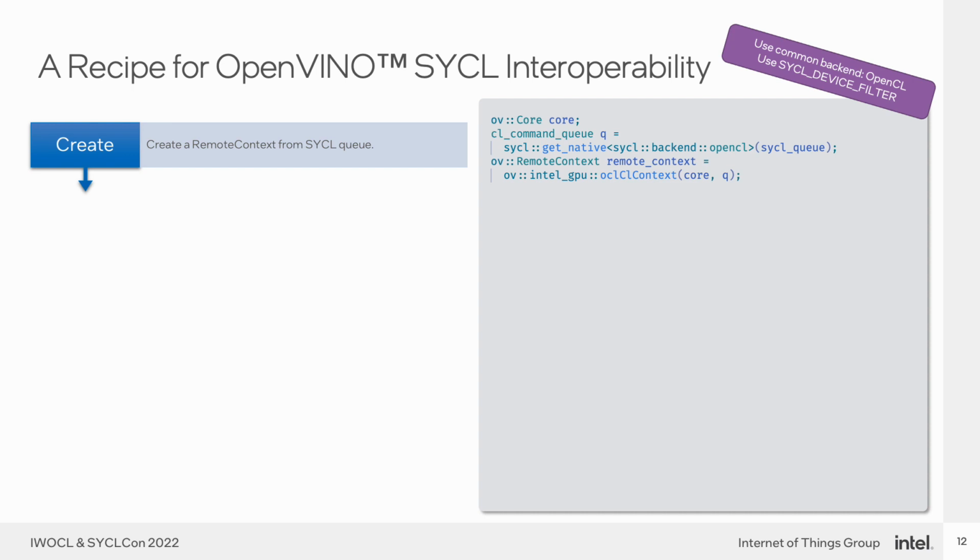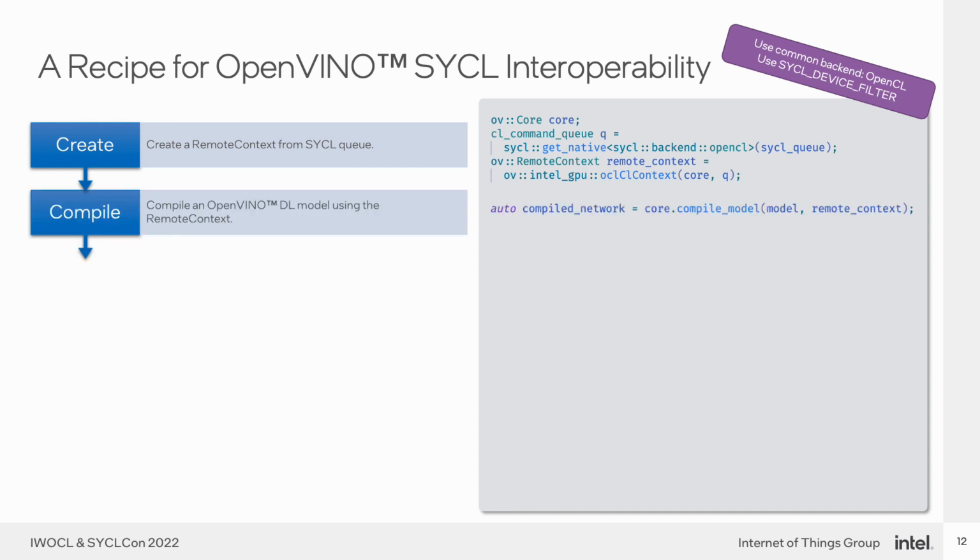The first step in our recipe is to create a remote context from the SYCL queue. You can follow along on the right to see the code on how to do this. We first use the SYCL Interop API to get a handle to the native OpenCL queue, and then we use the OpenVINO Interop API to create a remote context from that queue. This ensures that SYCL work and OpenVINO inference will all be performed on the same device work queue and in the same context. From there, we compile the deep learning model for execution. We tell the OpenVINO inference engine that we'll be using OpenCL for execution.